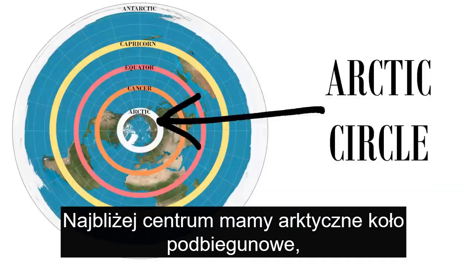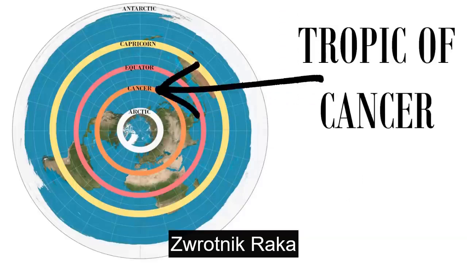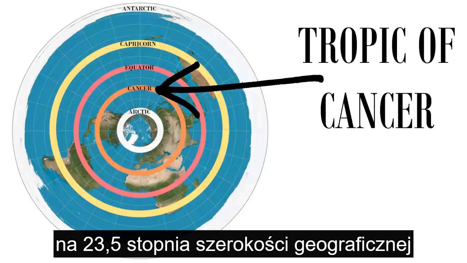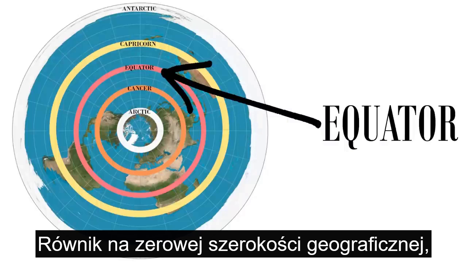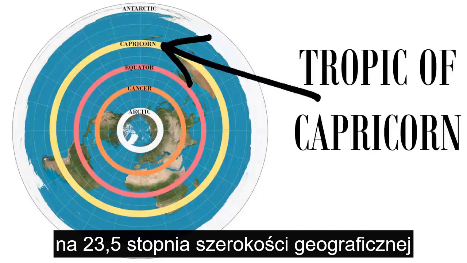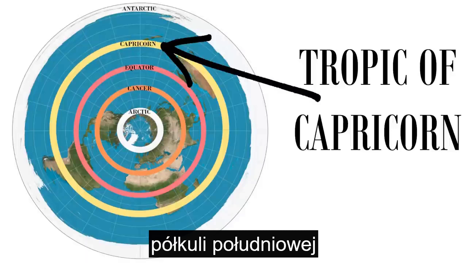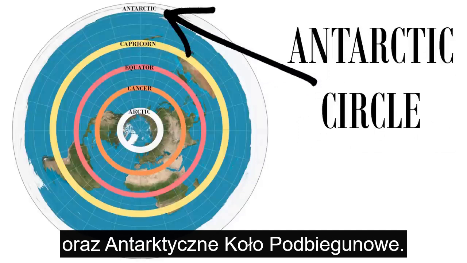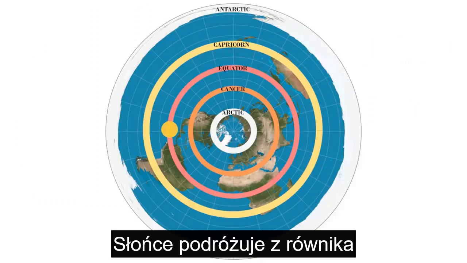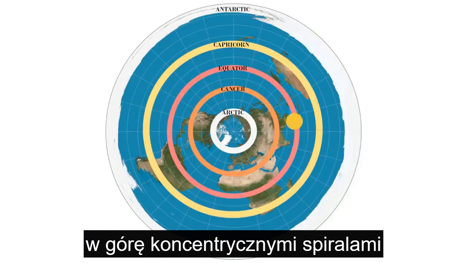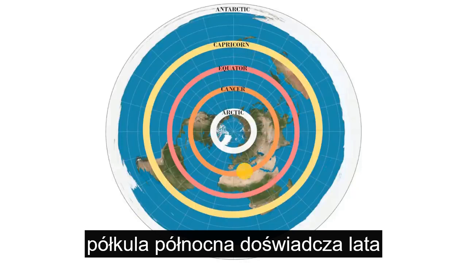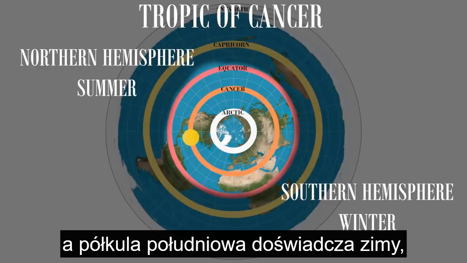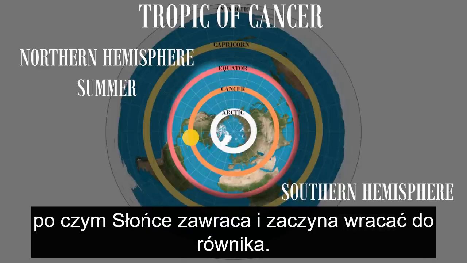We have the Arctic Circle, closest to the center, the Tropic of Cancer at 23.5 degrees latitude in the northern hemisphere, the Equator at 0 degree latitude, the Tropic of Capricorn at 23.5 degrees latitude in the southern hemisphere, and the Antarctic Circle. The sun journeys from the equator at the March equinox up in concentric spirals to the Tropic of Cancer. When the sun is in this position, the northern hemisphere experiences summer and the southern hemisphere experiences winter. After which, the sun turns and begins making its way back to the equator.